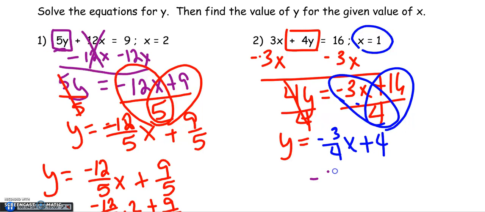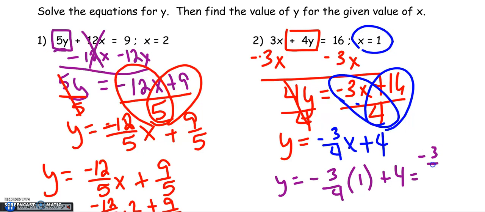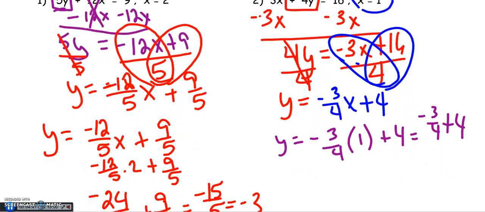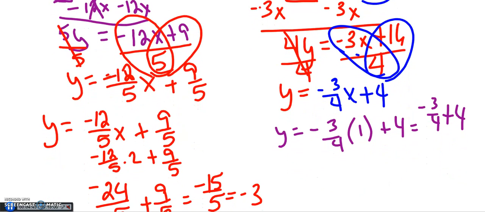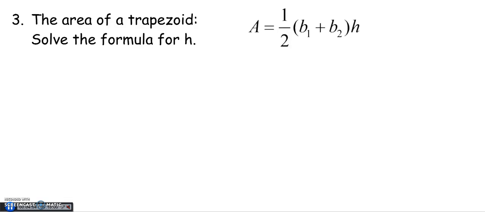Then we're supposed to take an x value of 1 and plug it in and see what we get. So our y is going to equal negative 3/4 times 1 plus 4. So negative 3/4 times 1 is negative 3/4 plus 4. So if we use an x of 1, we get a y of negative 3/4 plus 4 makes 3 1/4. This one does end up with a fraction, but that's okay.